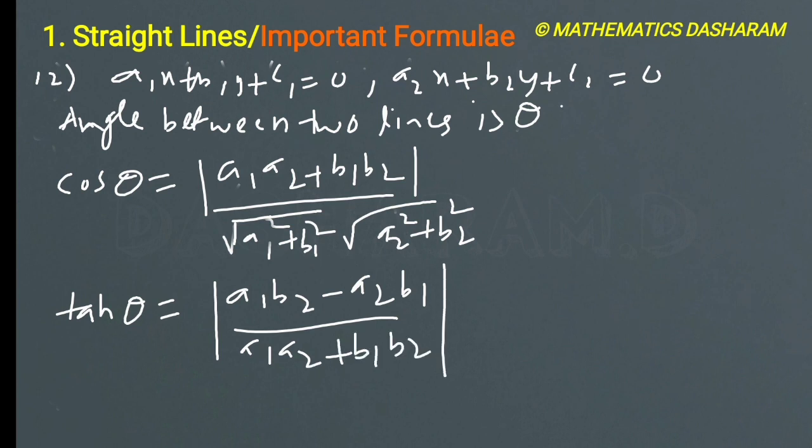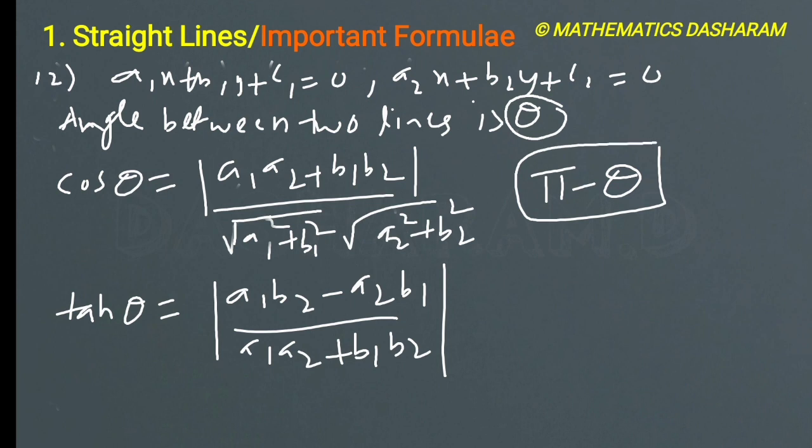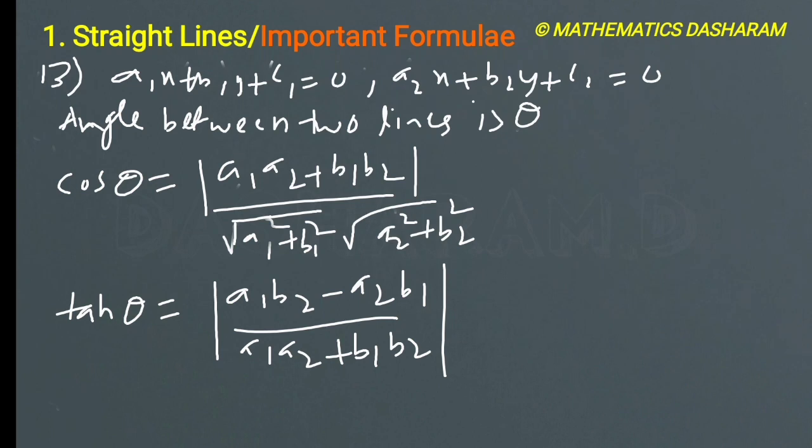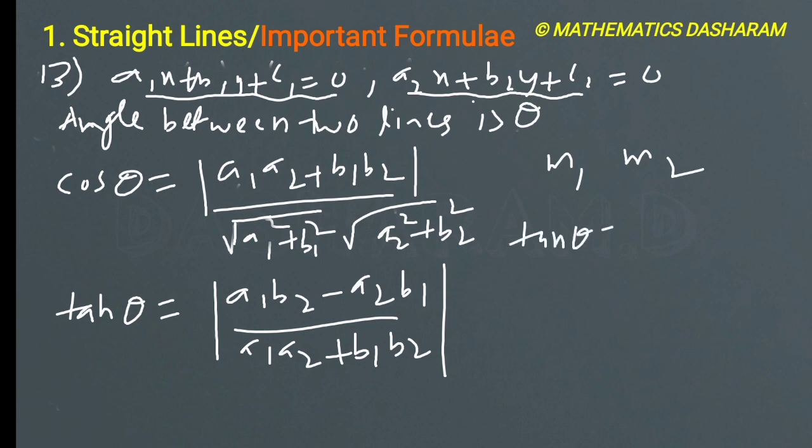Here theta is an angle between two lines, but we have one more angle between the same two lines, that is pi minus theta. So it is also an angle between the two lines. Next formula: the first straight line slope m1 is given, the second straight line slope m2 is given. Then to find the angle between these two lines, we have a formula with the help of m1 and m2. That is tan theta equals (m1 minus m2) divided by (1 plus m1 into m2).